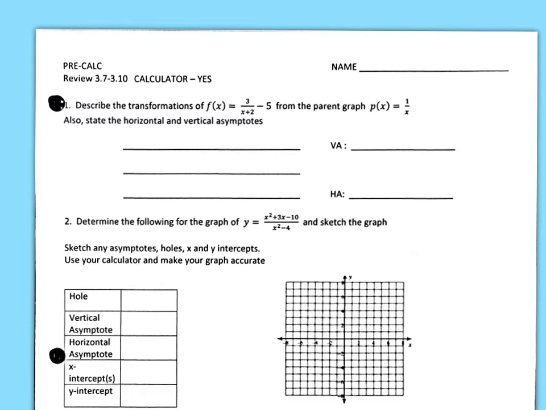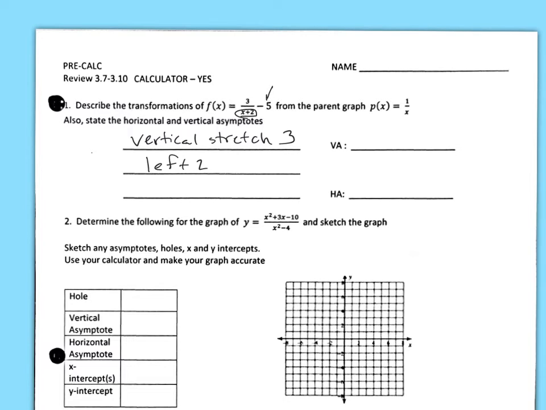Way back in the beginning, we did just the transformations from the parent graph. The top number controls the vertical stretch. So if you have a number up there, then you have a vertical stretch. If the number's in the denominator, then you have a vertical shrink. So this is a vertical stretch of 3. The number adding or subtracting in the denominator controls left or right, and of course plus is left 2.